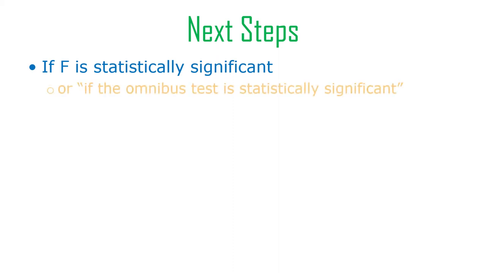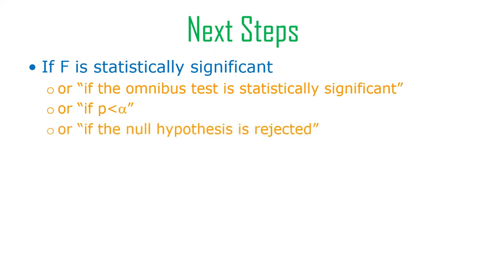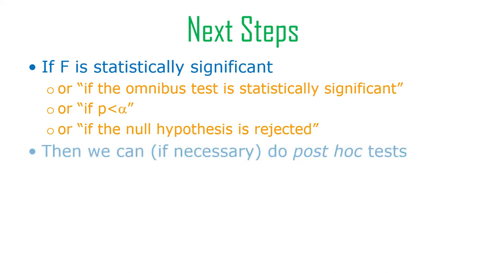So the next steps we have, if the F is statistically significant, which it was not in this case, another way to say that is if the omnibus test is statistically significant. Another way to say it is if p is less than alpha, because these all imply the exact same outcome. They imply that we rejected the null hypothesis. No matter how you say it, if there was a statistically significant outcome from F, then we can do post hoc tests if we want to. Not everybody wants to. Not every ANOVA needs post hoc tests. Sometimes the ANOVA tells you what you want to know, but sometimes it doesn't.